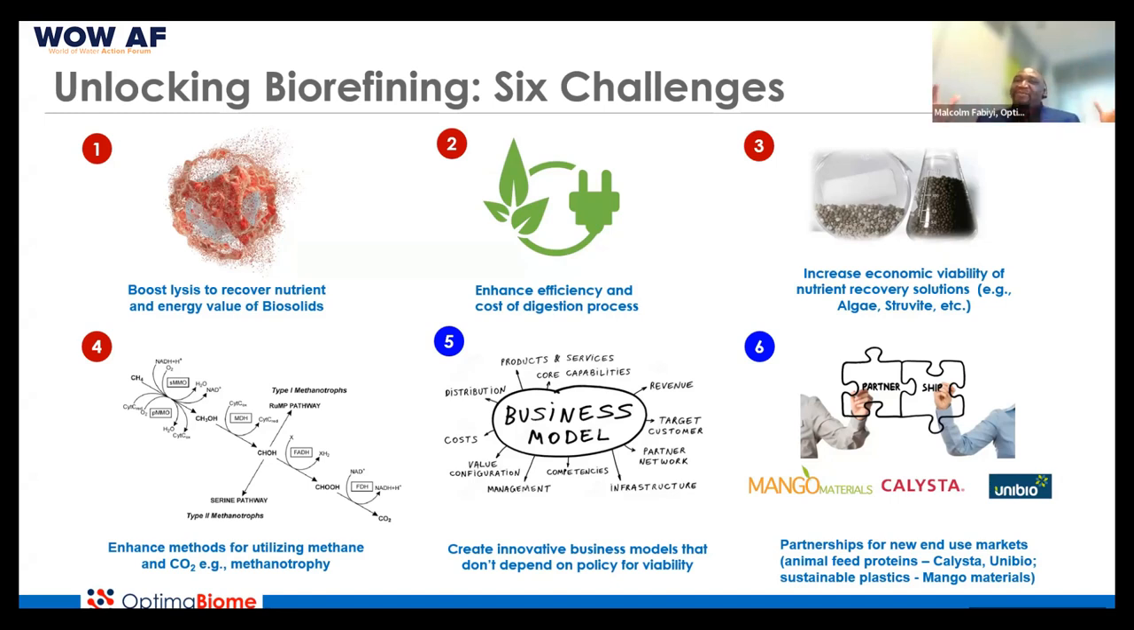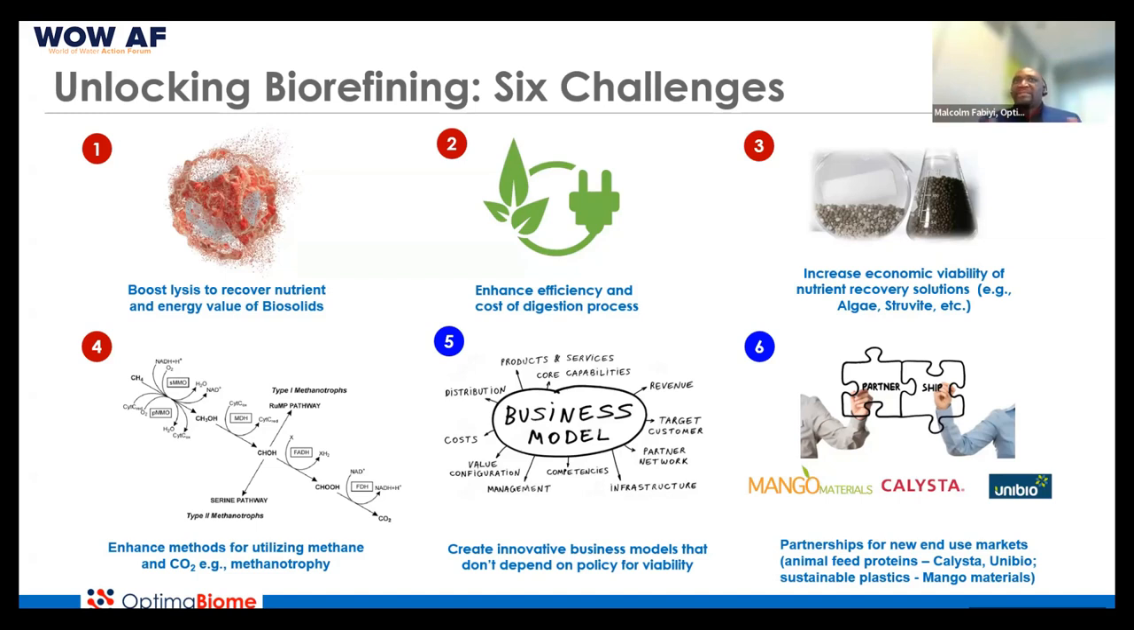It's inefficient. And after doing digestion for 20 to 30 days, you're lucky if you have actual 50% conversion of the carbon locked in the digester, because it can be a very difficult process. The solid concentrations are so high that there's significant mass transfer limitations. So how do we boost that process? That's also something that we need to unlock.